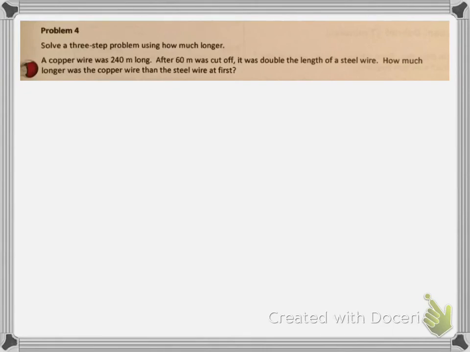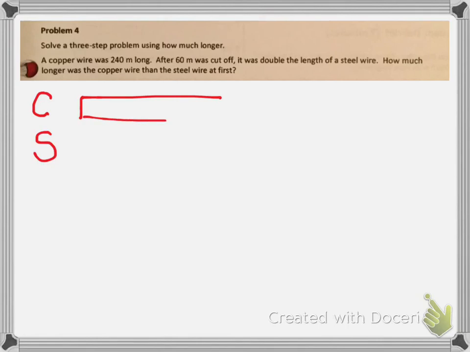Sorry about that. Solve a 3-step problem using how much longer. A copper wire was 240 meters long. After 60 meters was cut off, it was double the length of a steel wire. How much longer was the copper wire than the steel wire at first? Okay, we have copper and we have steel. We have 2 different wires.